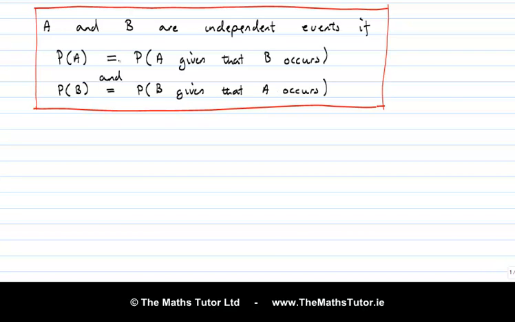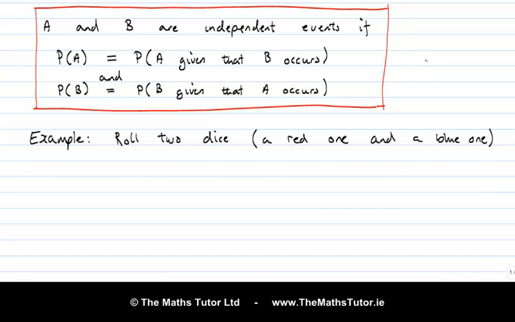So another way of thinking about these equations is that the probability of one event is unaffected by whether or not the other event occurs. The probability of A is the same whether or not B occurs. And the probability of B is the same whether or not A occurs. Okay, so that definition is a little bit tricky, so let's try and illustrate this with some examples.